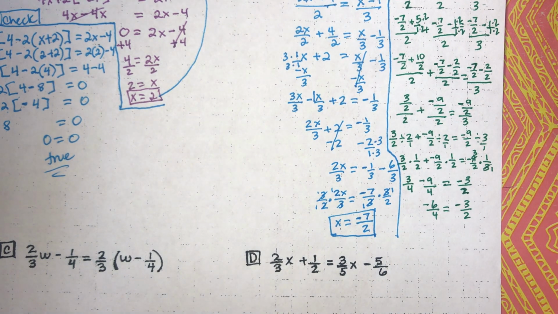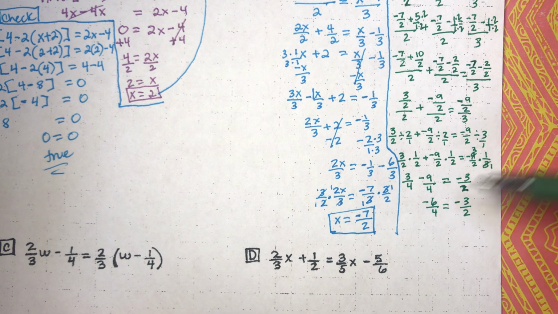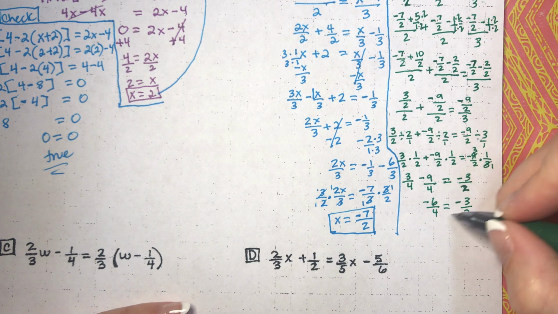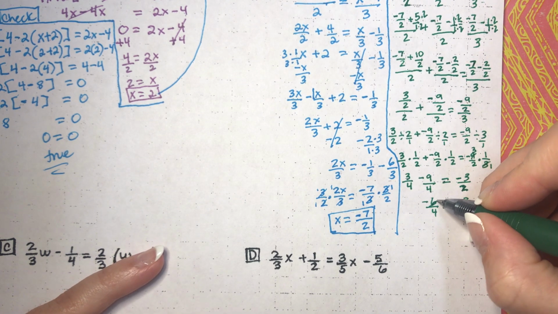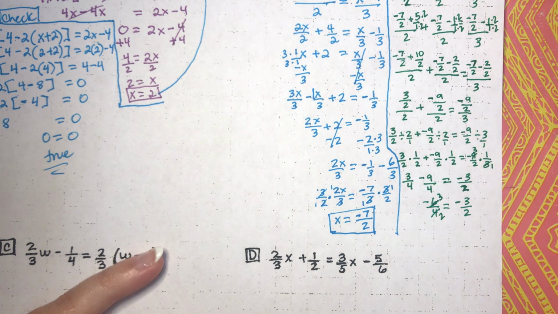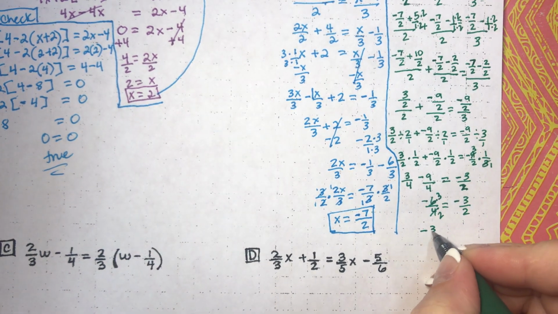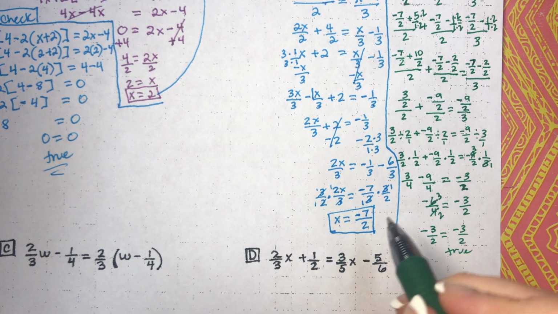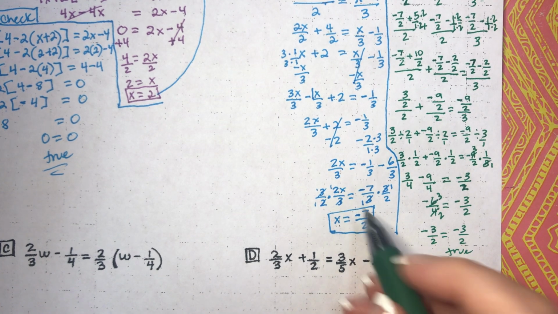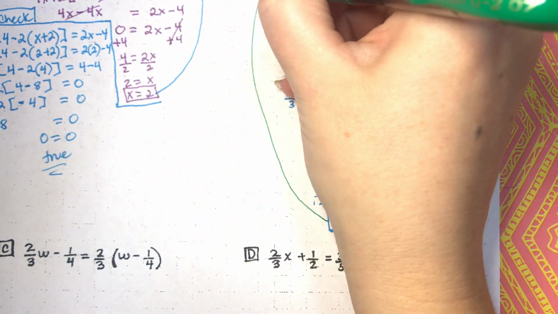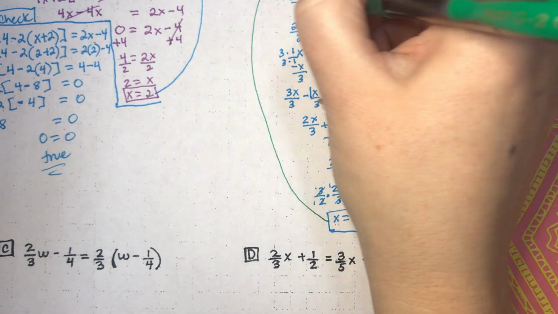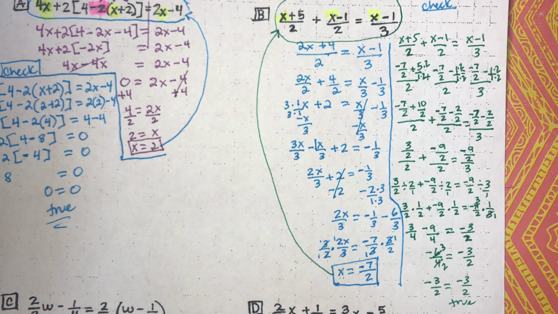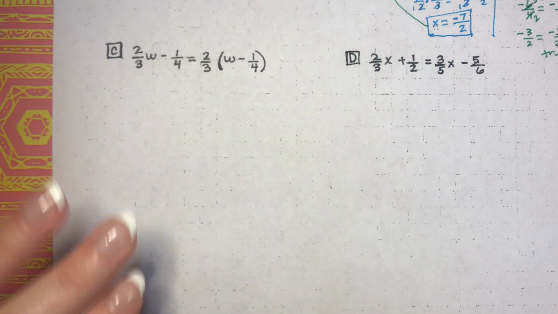Well, those don't look the same. However, can we reduce this fraction? Is there a common factor between 6 and 4? Well, yeah, they're both even, so that means that 2 goes into them. 2 goes into 6 3 times, and 2 goes into 4 2 times, and there you have it. There's our answer. Negative 3 over 2 is equal to negative 3 over 2. It's a true statement, which means our solution, x equals negative 7 over 2, is a solution to the original equation right up here. Holy cow, that was a tough problem. If you got that one right, that is amazing. Great job.